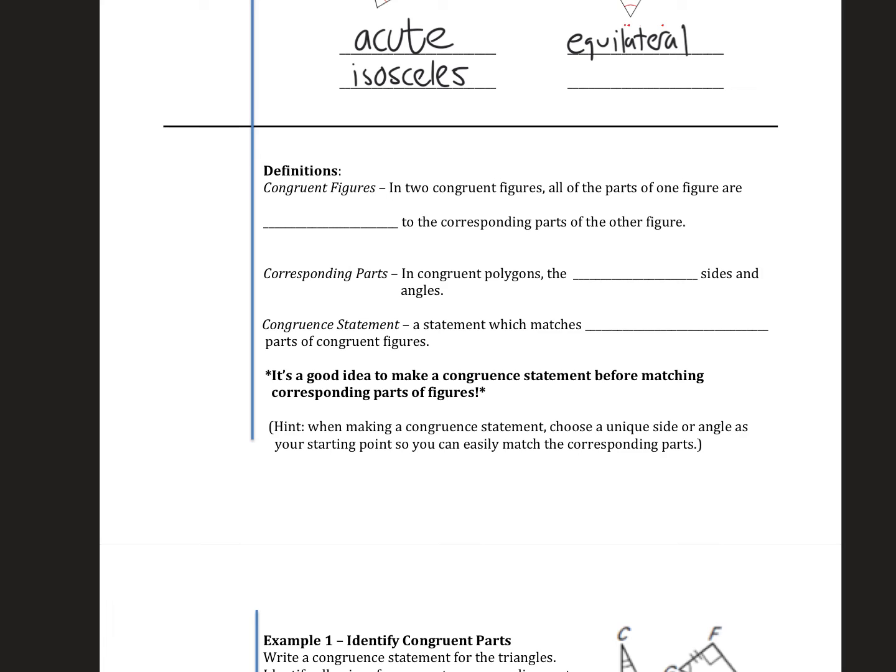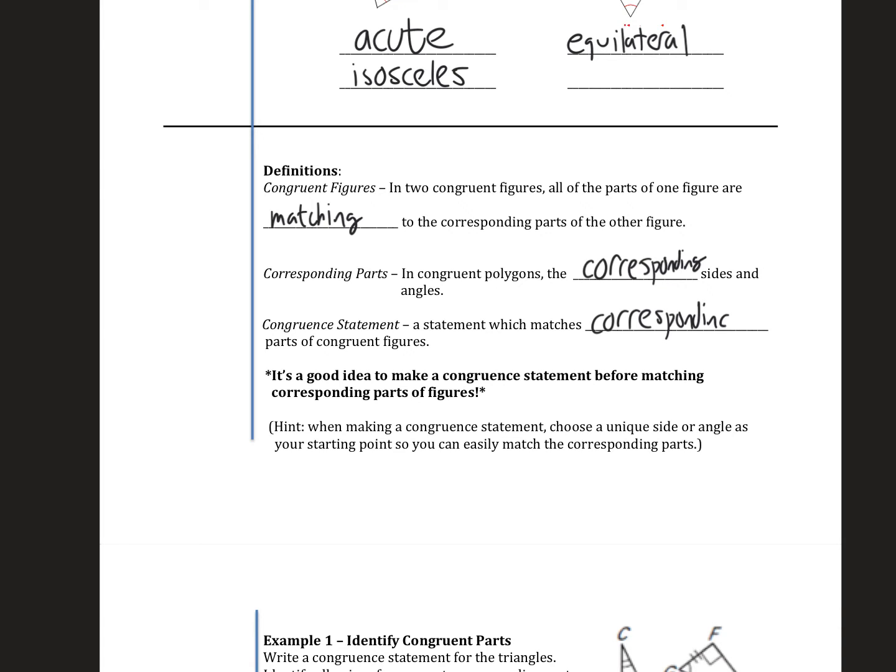All right, we got some definitions here. Congruent figures: in two congruent figures, all the parts of one figure are matching to the corresponding parts of the other figure. Okay? Corresponding parts in congruent polygons are the corresponding sides and angles. And a congruent statement is a statement which matches corresponding parts of congruent figures.